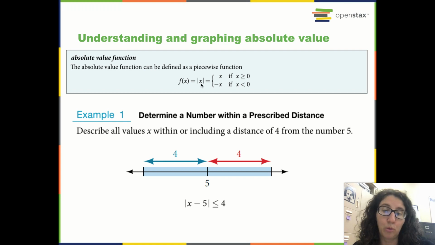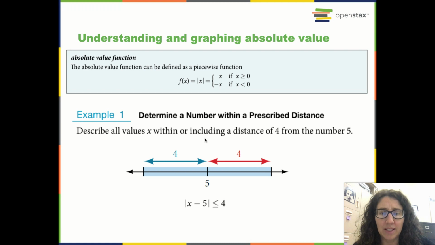So if inside we had 3, well, that would be this case here. 3 is greater than 0, and the output is just 3. But if inside we had negative 3, which case are we in? Negative 3 is less than 0, so it would be the negative of negative 3, which would be, again, positive 3. Right? So we could think of absolute value as a piecewise function.